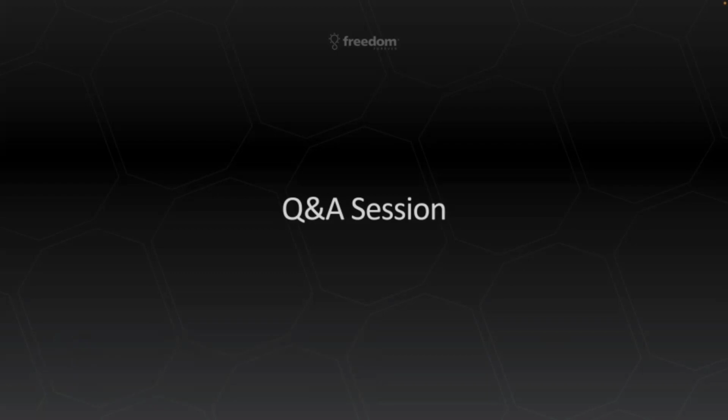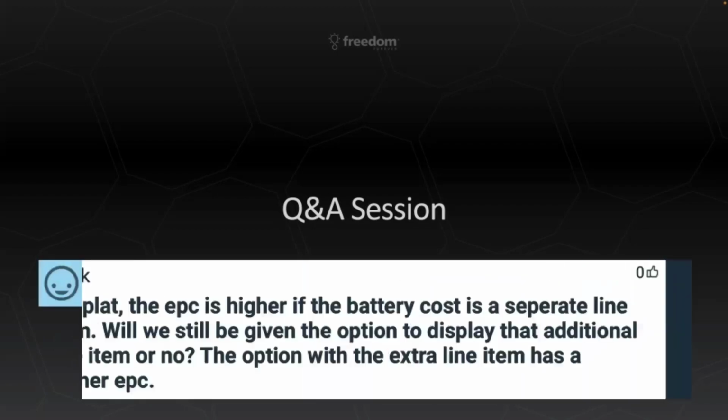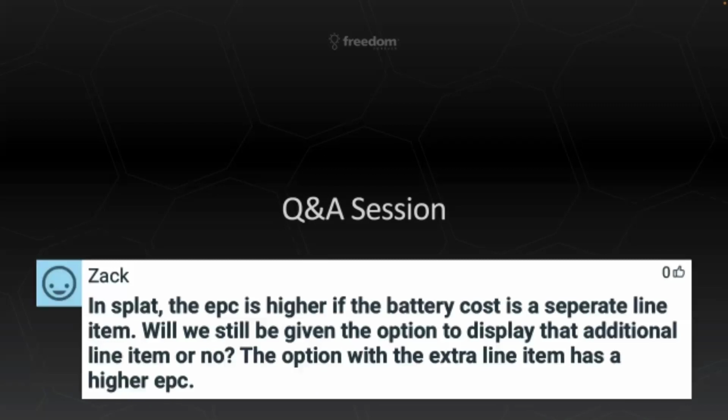Okay, we have a question from Zach about the EPCs for batteries. In Splat, the EPC is higher if the battery cost is a separate line item. Will we still be given the option to display that additional line item cost? When you are looking at pricing, it will still show you the breakdown of the solar EPC as well as the battery EPC, and then a combined total monthly payment for the customer.